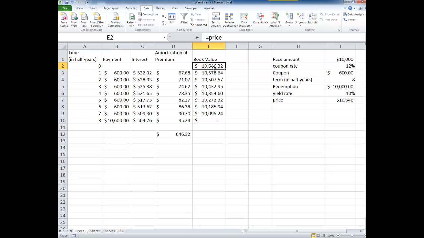This bond would be set to sell at a premium because it sells at a price that's higher than the redemption amount. And the difference between the price and the redemption amount is called the premium. And this column again will always add up to that amount, that premium. So that's how bonds work.